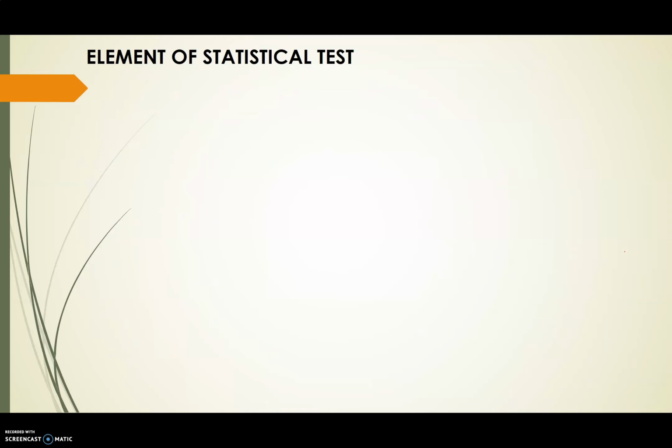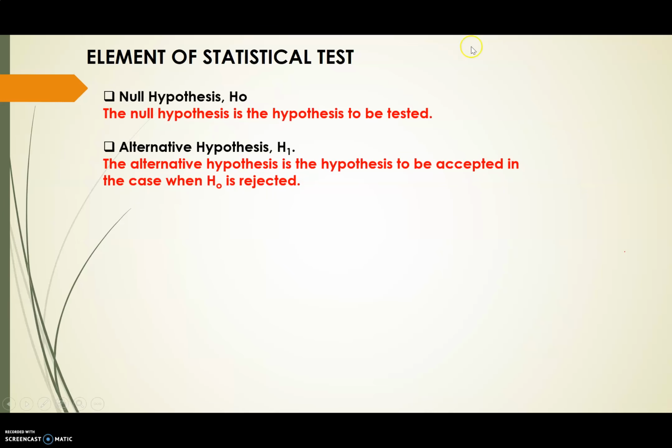So what are the elements of a statistical test? We have the null hypothesis, which is the hypothesis to be tested. The alternative hypothesis is the hypothesis to be accepted in the case when H0 is rejected. That means once we reject our H0, we will accept our alternative hypothesis.